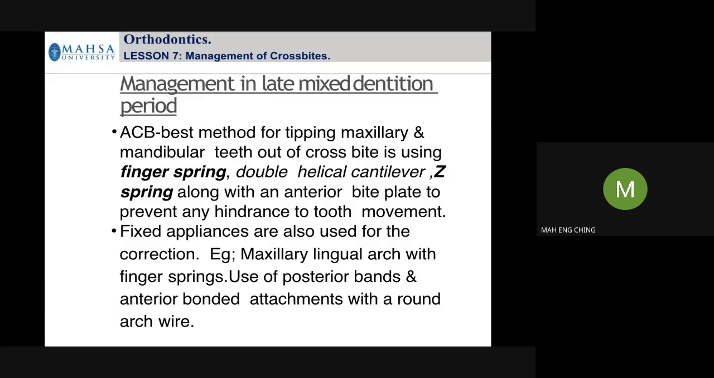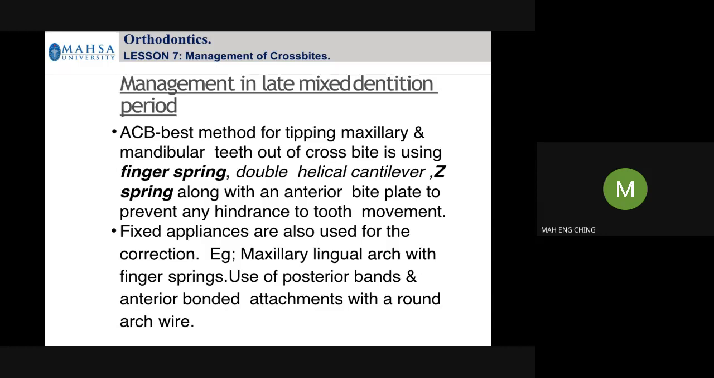So let's say a patient with late mixed dentition conditions, with anterior crossbite, you can correct tipping of the maxillary or mandibular crossbite using a finger spring. Again, same thing, using a removable appliance. You can use double helix, cantilever, Z spring, anterior bite plate to prevent any hindrance to the tooth movement. So if you remember your exercise, you have a finger spring, Z spring, then sometimes an anterior bite plane or posterior bite plane for the crossbite correction.